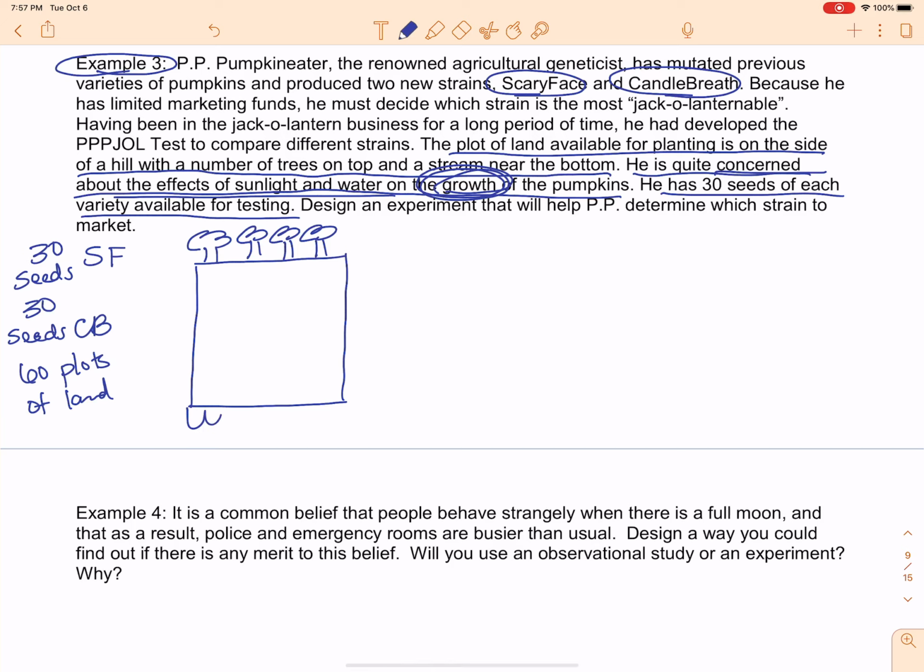And then along the bottom, we've got water. Okay, so here's our water. So obviously the land down here is going to be different than it is up here. So we've got to decide how we can separate this land so that all of the seeds, both the Scary Face and the Candle Breath, get the same type of soil. So how do we do that? Well, we need to block. And remember, when we block, we block homogeneously. So you have to think about this. We have to think about the idea, is the land the same horizontally or is it the same vertically?